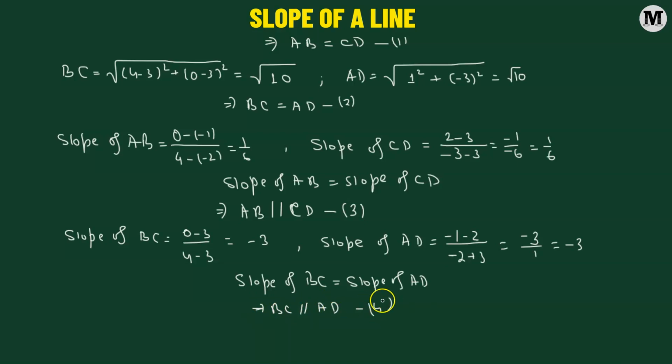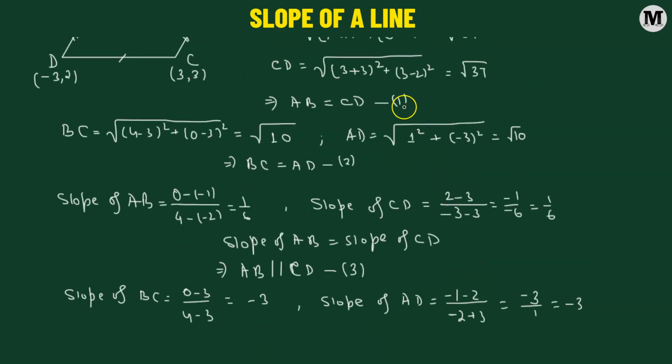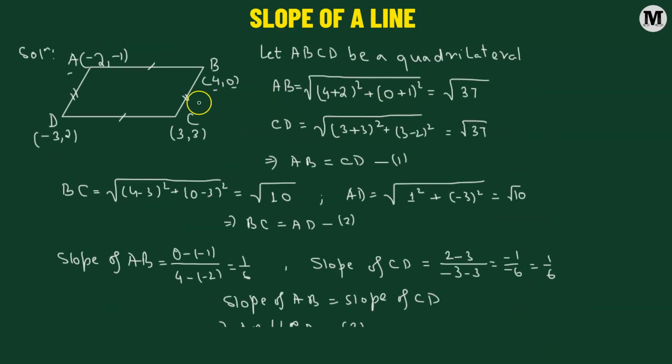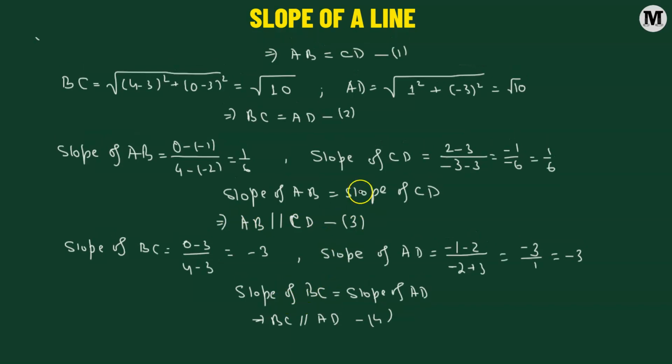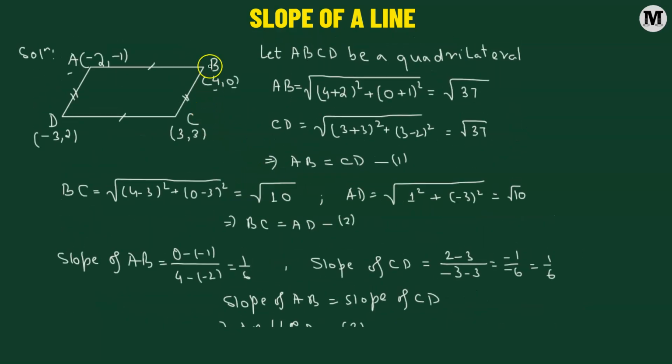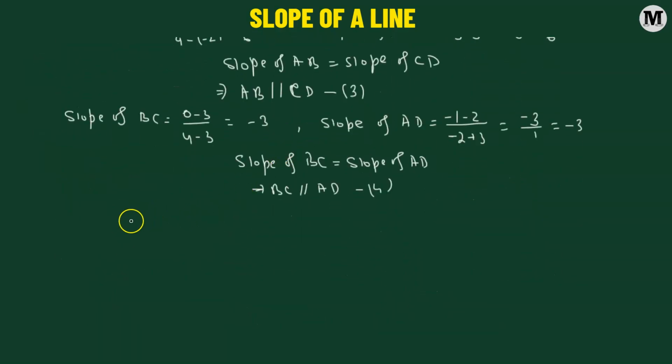Number 4. So combining all the conditions, condition number 1 tells us that AB and CD are of equal length, whereas number 3 tells us AB is parallel to CD. Number 2 tells us BC equals AD, and number 4 tells us that BC is also parallel to AD. So combining all the 4 conditions, thus we can say that ABCD is indeed a parallelogram. Hence we have successfully solved the problem. Hence proved.